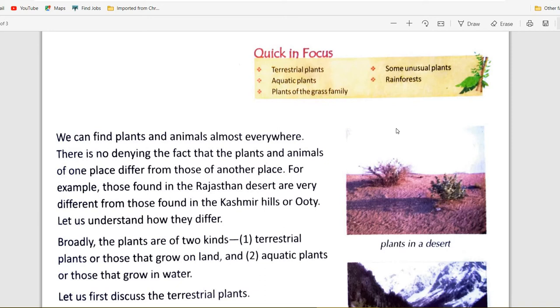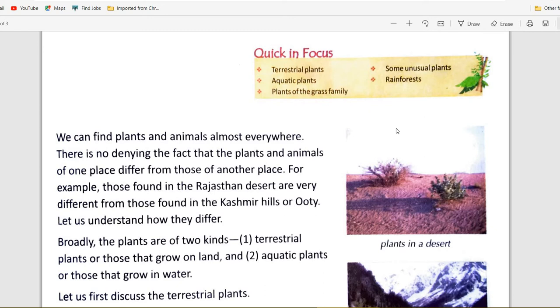If we interchange the plants, hilly area wale plants ko if we grow in desert area, they will not survive. And if we grow desert plants in hilly areas, in cold places, they will not survive there. So both plants and animals have different features to live in different places.